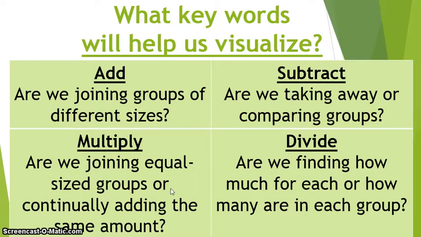Or am I continually adding the same amount? Every day my mom gives me $2 for lunch. At the end of the week I would have 10. 2 times 5 is 10. She continually added the same amount.